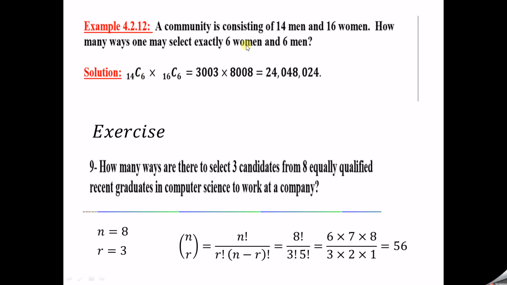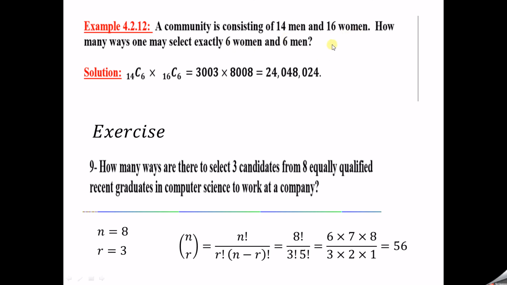And the next one, we want to select 6 women from 16 women. Again, without regard to order, any 6 women we can select. Therefore, the number of combinations is 16C6. We are selecting 6 from 16 women. And together we have to do both. One is 6 men from 14 men. The second one is 6 women from 16 women.